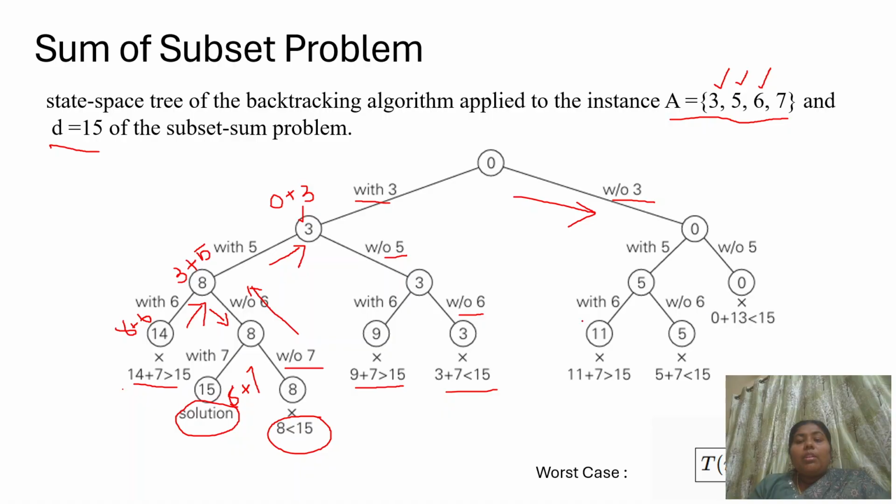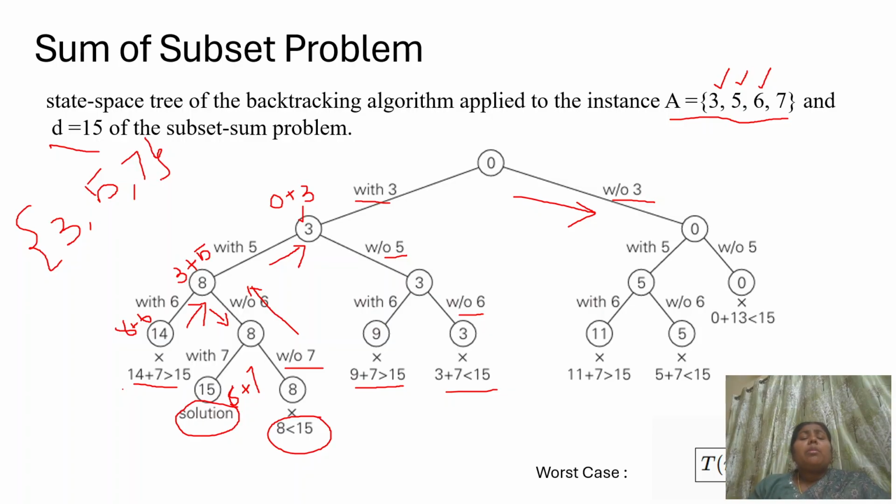So this is the normal state space tree that we generated in the case of the sum of subset problem. So only one solution here. What is the solution here? I am going to include 3. I included 3. What is the next one? Included 5. And what is the next one? Included 7. So the target is equal to 15. So this is the solution that I obtained in the case of the sum of subset problem.